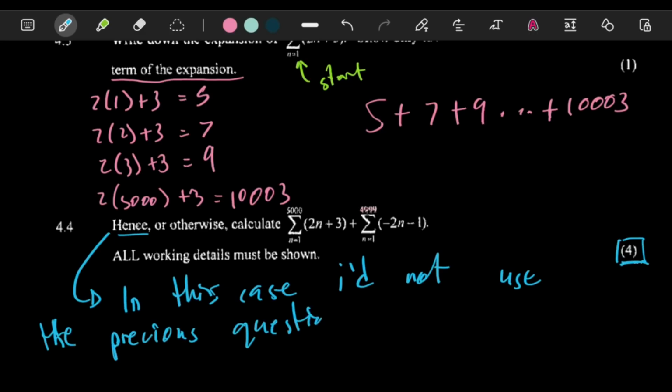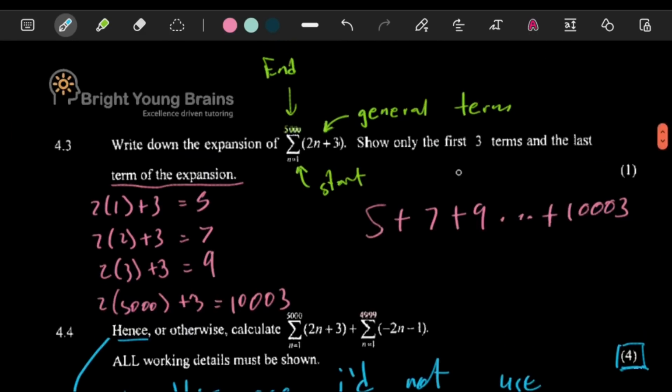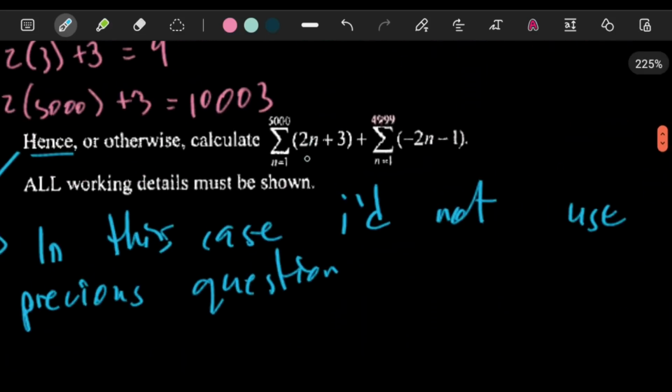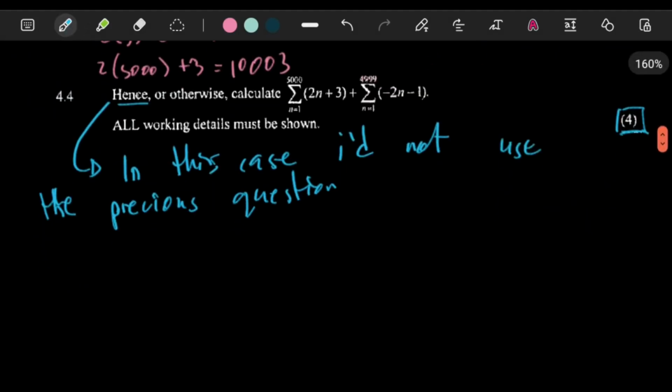So I'm speaking from my mind right now. I'd rather not use the previous question, because just thinking of it, I'm already confused about how you would use it. So if that's the case, just work out your own thing. Use the SN formula for this, use the SN formula for that, and you're done.